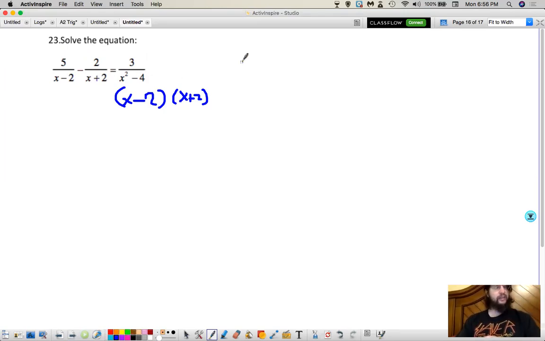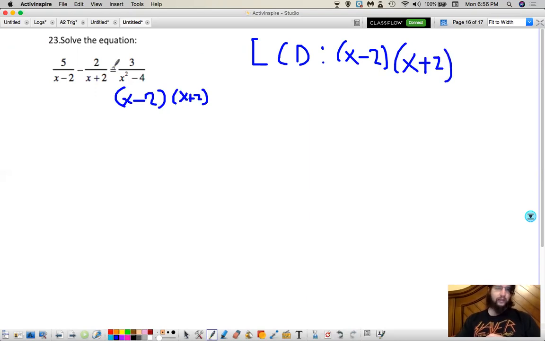LCD, least common denominator. Too many G's and L's, whatever. Find the thing that all these things can go into. LCD. Here, we're going to go with that. Least common denominator. x minus 2, x plus 2. This is covered. This is covered. This is covered. We're good.